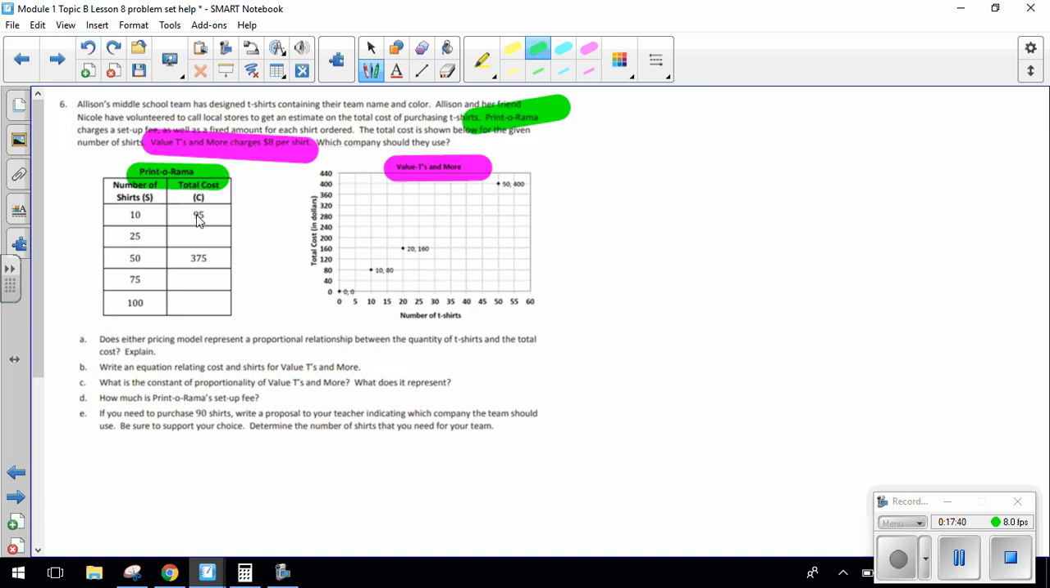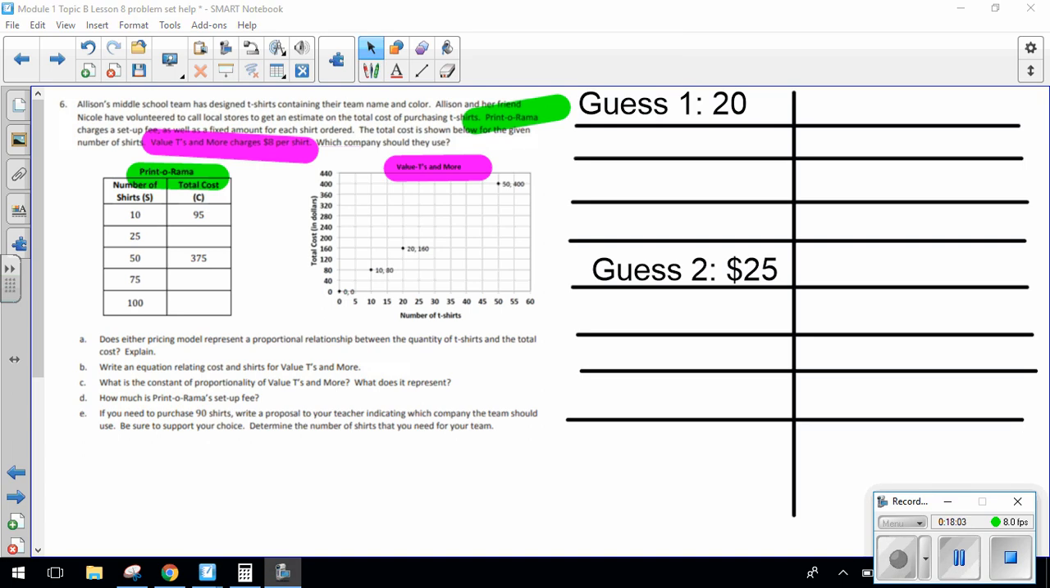When I look at this table here, this $95 includes a setup fee plus the cost per shirt. So what we want to do is find what the cost per shirt is plus the setup fee. I'm going to pause and create a table, and then you guys are going to help me fill the table in.